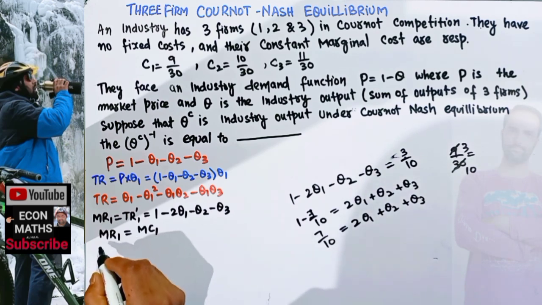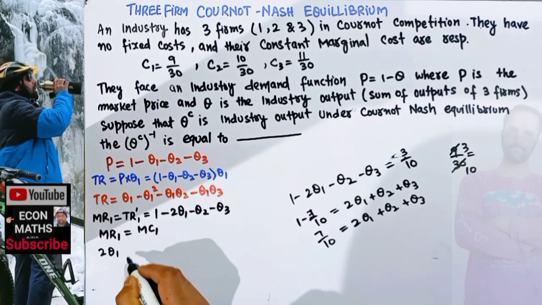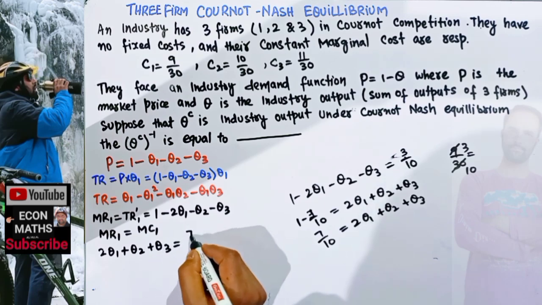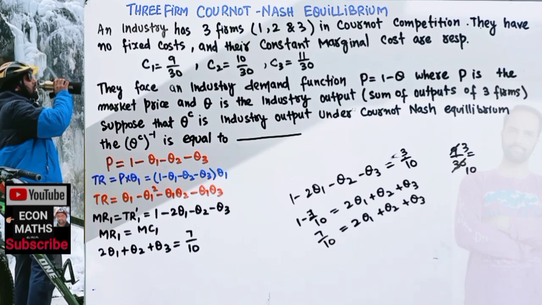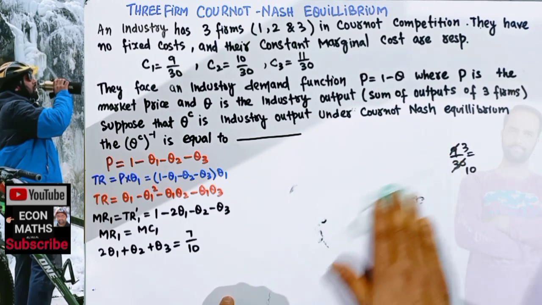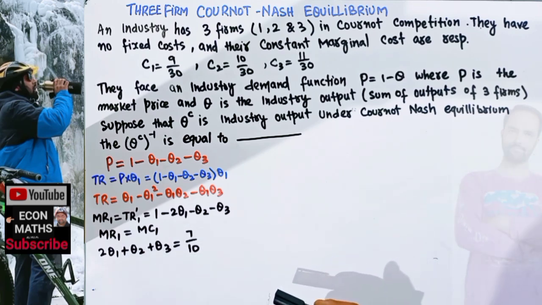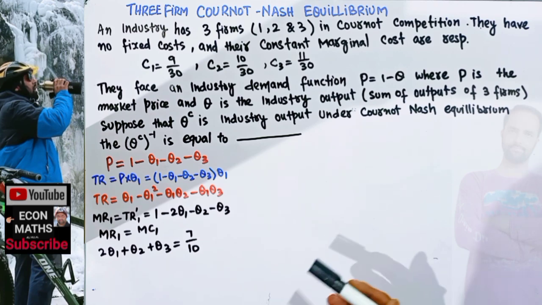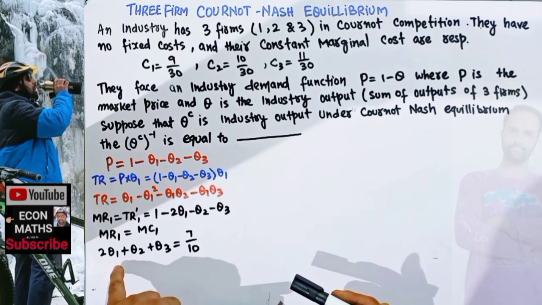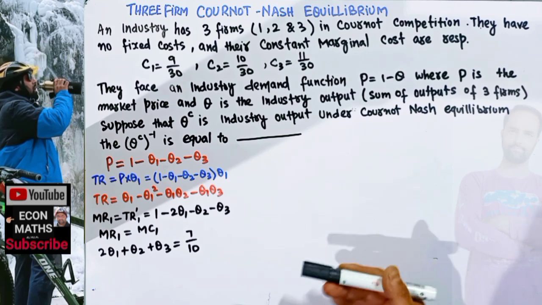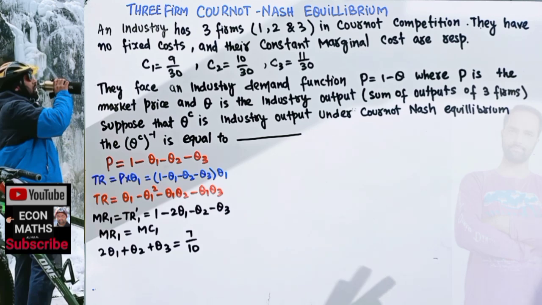So twice Q1 plus Q2 plus Q3 will be equal to 7 upon 10. This is what we call the reaction function of firm 1. If we solve it for Q1, we will get the reaction function of firm 1. That means by reaction function we mean the output level decided by firm 1 when firms 2 and 3 have decided some level of output to be produced. We don't need to find out the reaction function here. Let us say this is our equation one.